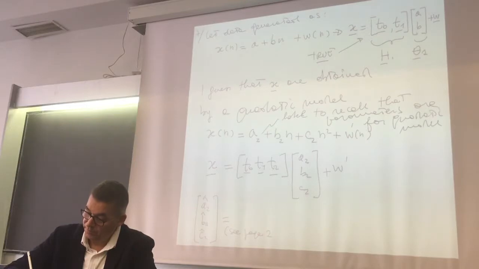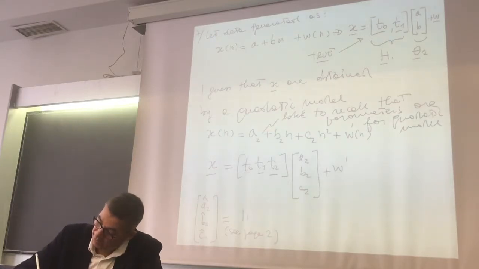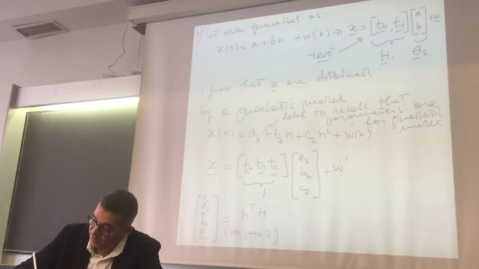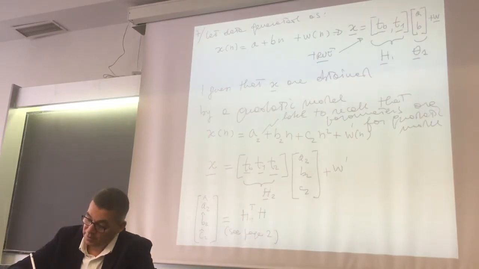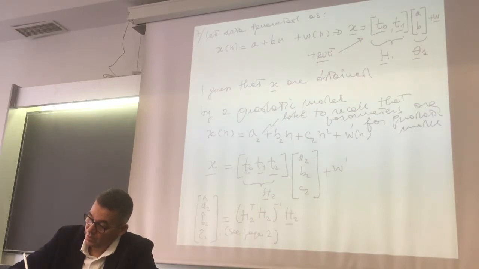See, page 2. Okay, and that is equal to H transpose H. But this H is different from the previous one, so I call this one H2, because it's including the quadratic term. So this one is H2 transpose H2, minus 1 inverse, H2 times X.